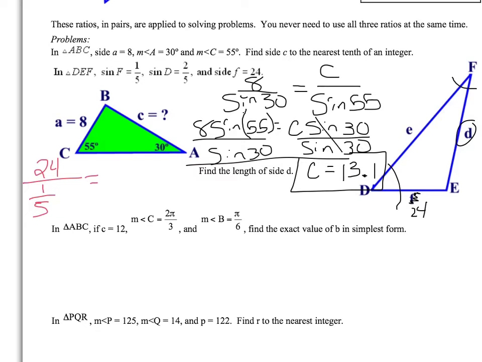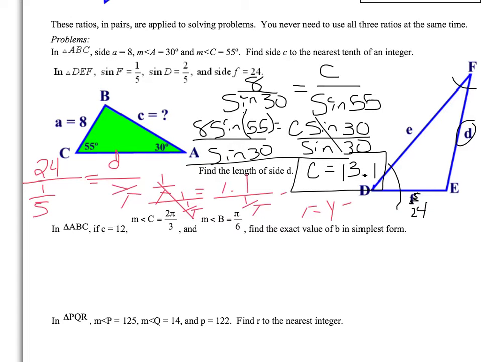Equals the other side, D, sine of D. Sine of D, it says, is 2/5. Now to solve this, we cross multiply. So we'll get 1/5 D equals 9.6. And then divide by 1/5. 9.6 divided by 1/5 is 48. So that should take care of the front of your notes.